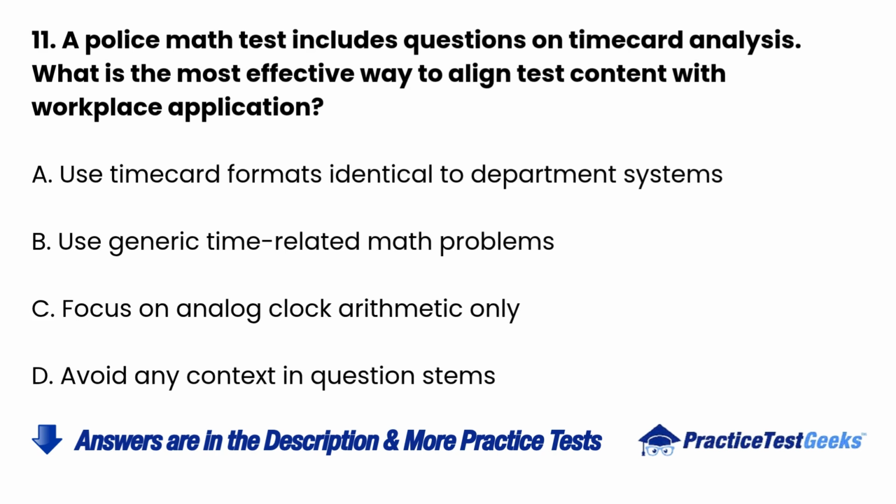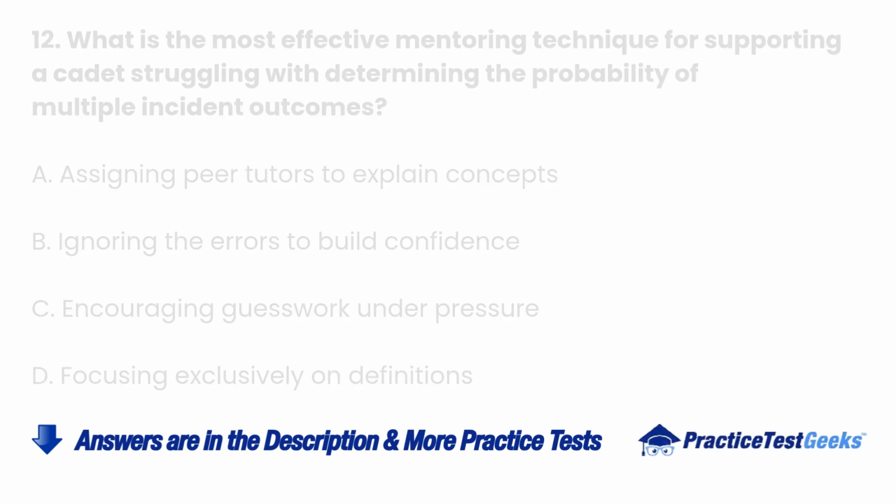11. A police math test includes questions on time card analysis. What is the most effective way to align test content with workplace application? A. Use time card formats identical to department systems. B. Use generic time-related math problems. C. Focus on analog clock arithmetic only. D. Avoid any context in question stems.